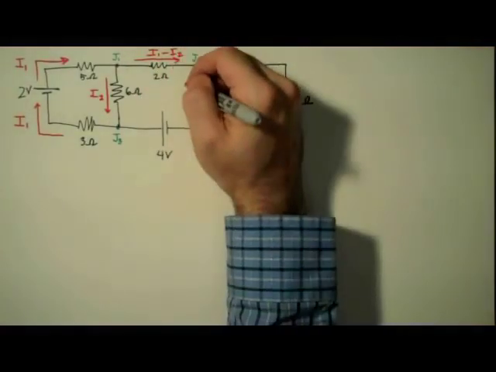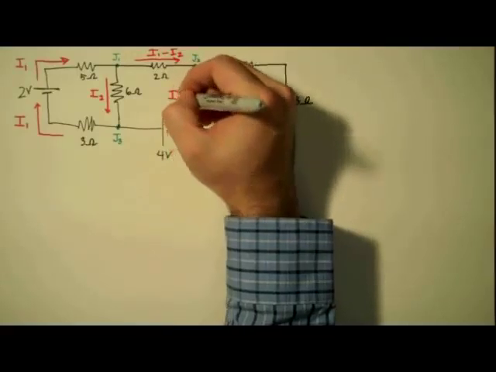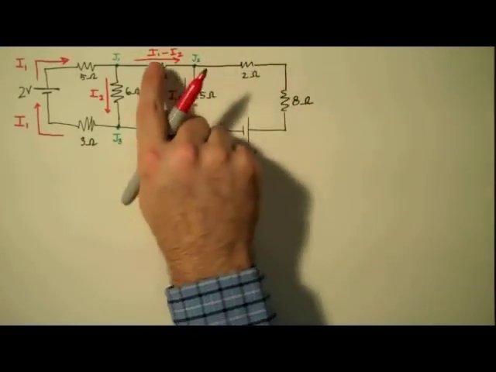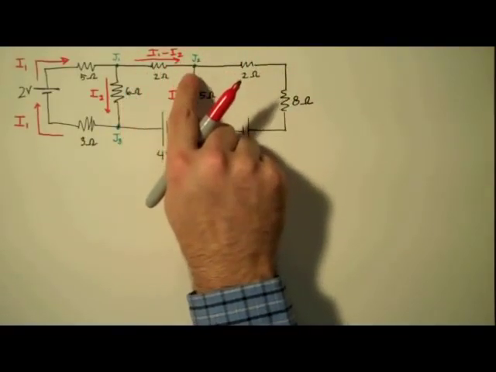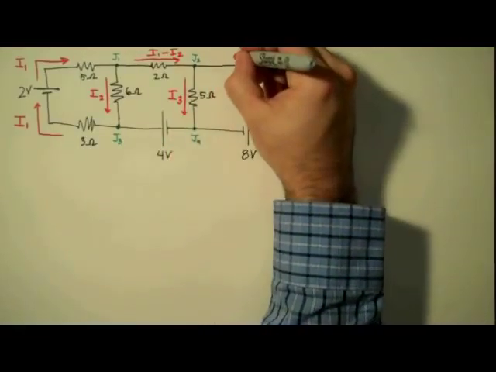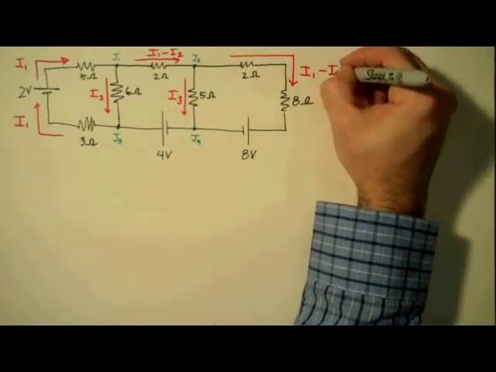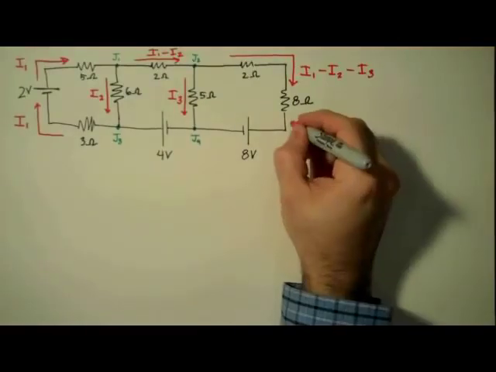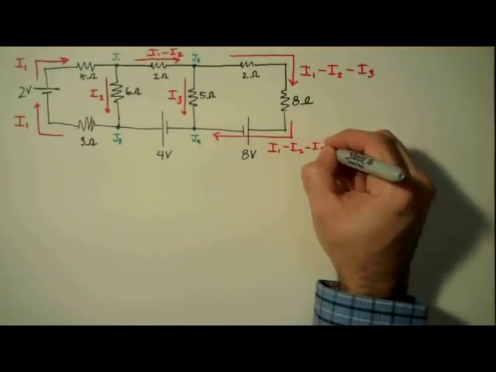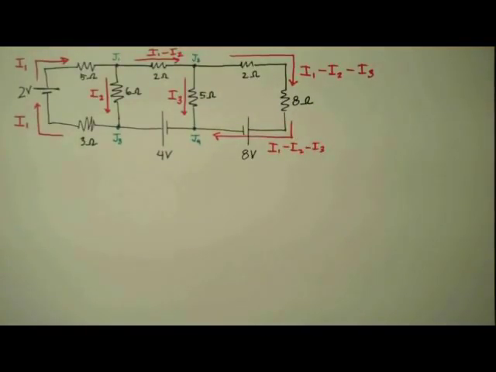And we're going to do the same with junction 2. Here we'll call this our new I3. And this current will be the difference between I1 minus I2 and I3. So we'll write this current as I1 minus I2 minus I3. And just to be good and thorough, we'll indicate the continuation of the current down here.